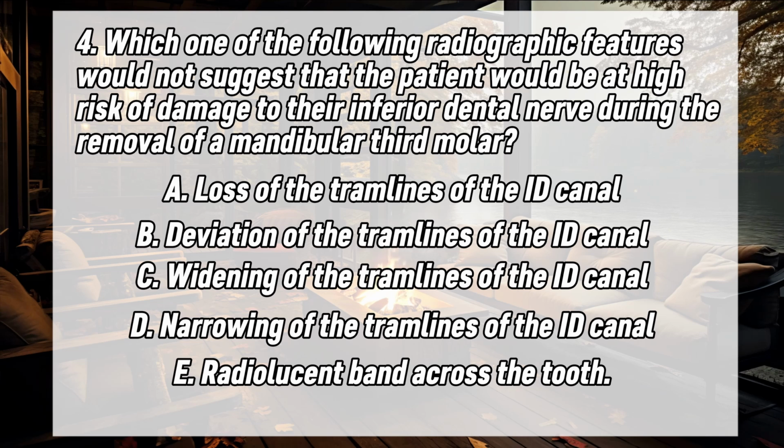The radiolucent band does suggest that they would be at high risk. Loss of the tram lines, and deviation and narrowing of the tram lines, also indicate that. So the correct answer here is C, because that would not suggest high risk.